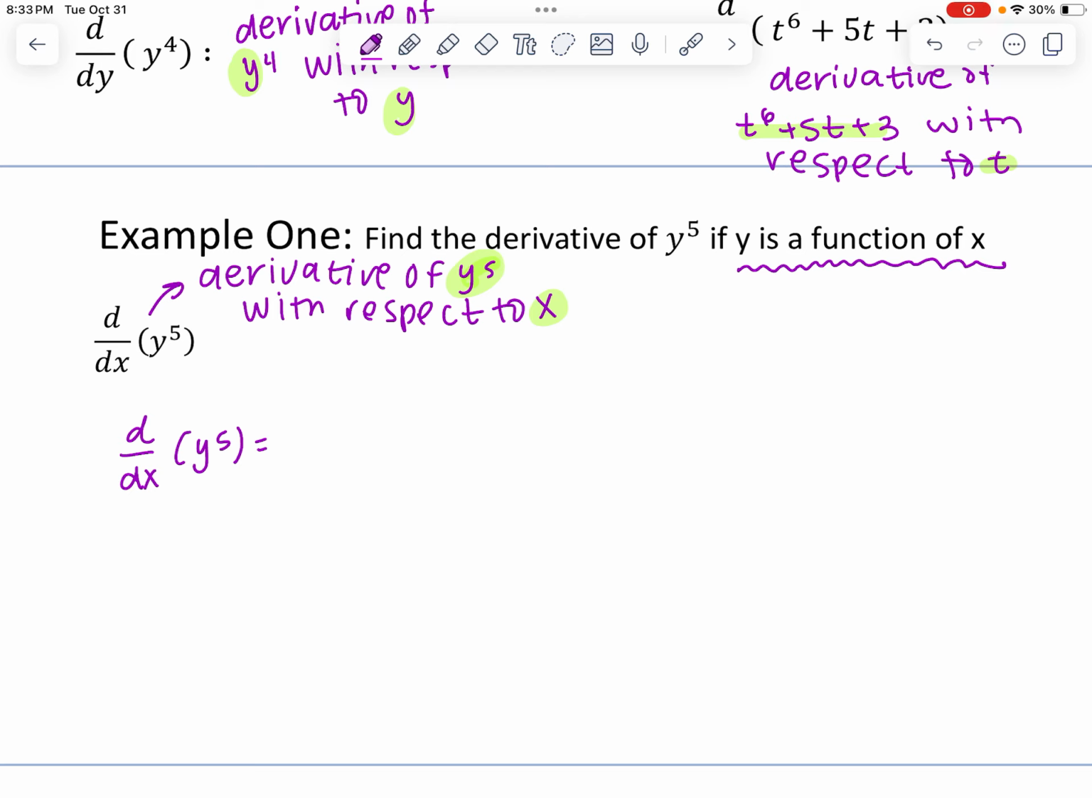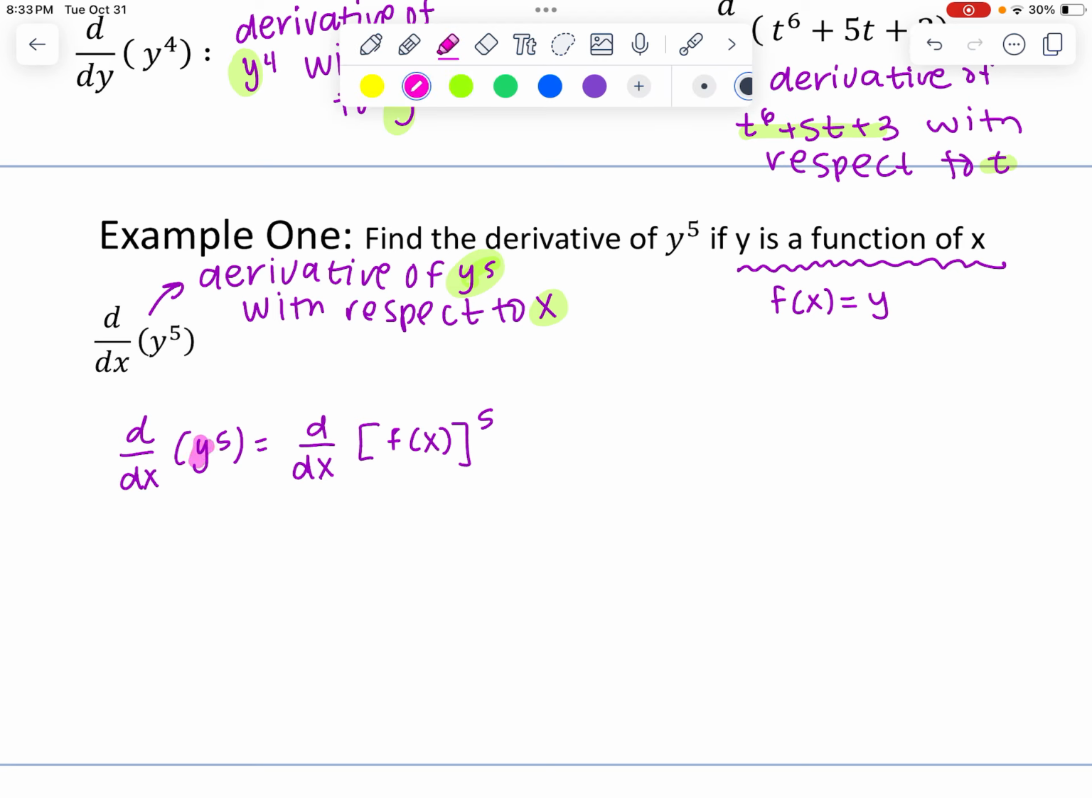X is our independent variable, so if we put x into our function, it will spit out y. And so what this means right here is f of x equals y. That is what it means for y to be a function of x. If I put x into the function, I'll get out a y. And so instead of thinking about this as the derivative of y to the 5th power, because we just talked about how y can be made using x, I'm going to replace y with an f of x, and then I'm going to raise this to the 5th power. So that is the same thing. I'm just thinking about y in terms of f of x instead of in y.